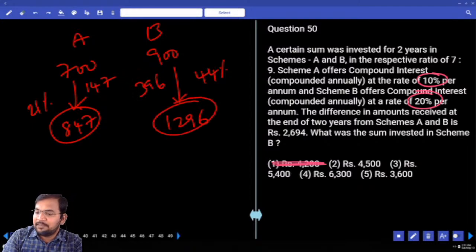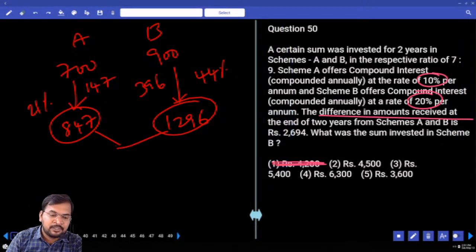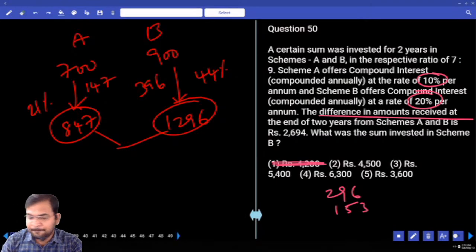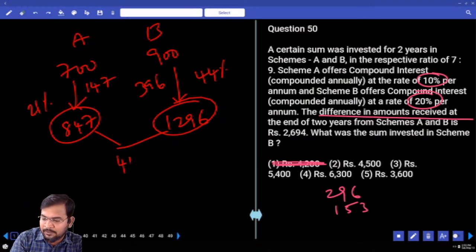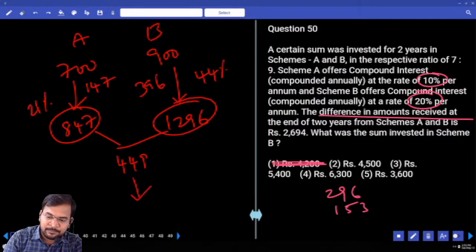Difference they given. Difference is how much? This is 1296, this is 847. The difference is 449. That according to our problem is 2694. How many times?